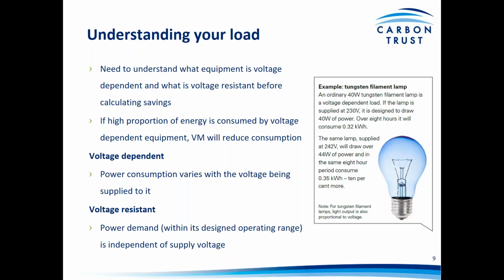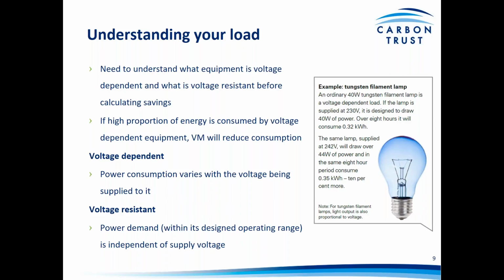So that is a voltage dependent load, which means that if the lamp is supplied at 230 volts, which it is designed to operate at, then it will draw 40 watts of power. So for over an 8-hour period, it will consume 0.32 kilowatt hours of electricity. The same lamp supplied at 242 volts will draw just over 44 watts of power. So in the same 8-hour period, it will consume 0.35 kilowatt hours.